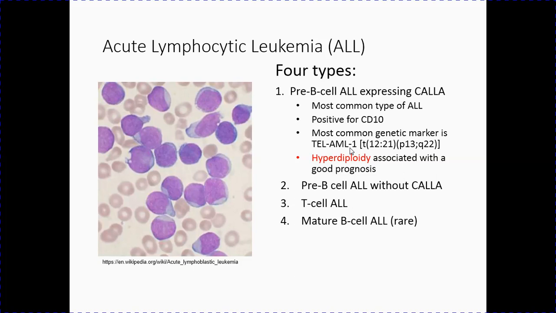We also have several other less common acute lymphocytic leukemias that we're not going to really spend a lot of time on because they're far less common. We have pre-B cell ALL without CALLA, so it's not CD10 positive. We have T-cell ALL, and then we have a very rare mature B-cell acute leukemia, but again, pretty rare. I think that the bulk, when you're diagnosing them in the lab, the bulk of the ALLs that you're going to see are of this type.